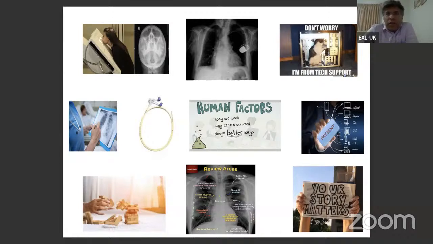Human factors, as we all know, we get stressed. We have a bad day. We may not be in the best of ourselves. So these factors are also so important for us to cause errors.